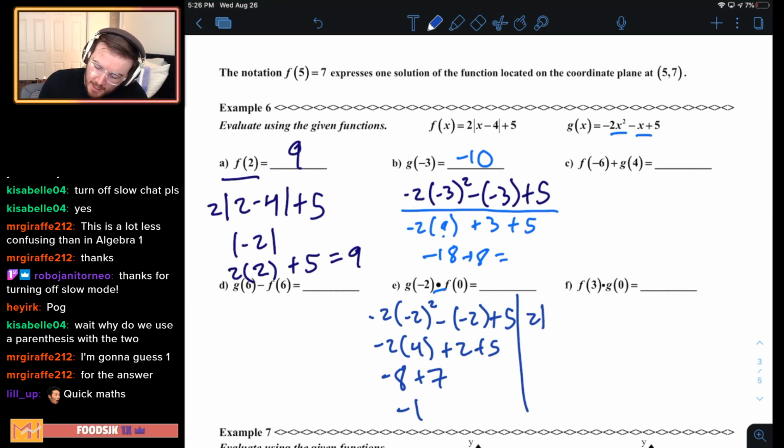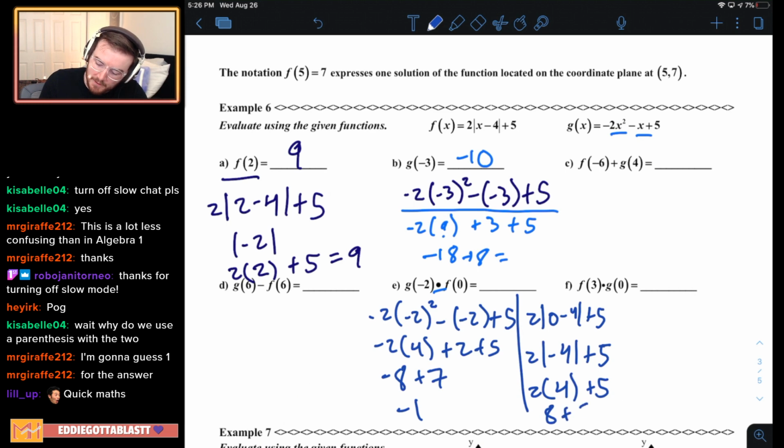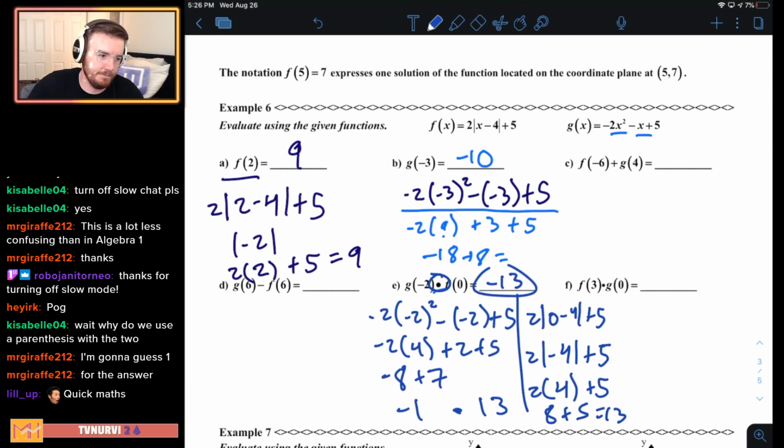But then f of 0, what's that? 2 times the absolute value of 0 minus 4 plus 5. So that's 2 times the absolute value of negative 4. The absolute value of negative 4 is 4. 2 times 4 is 8. 8 plus 5 is 13. So negative 1 times 13, right? Remember, I'm taking the g times the f. So negative 1 times 13 is negative 13.